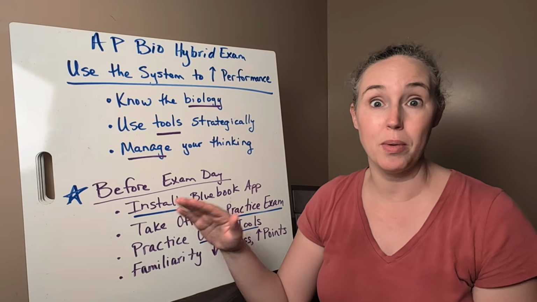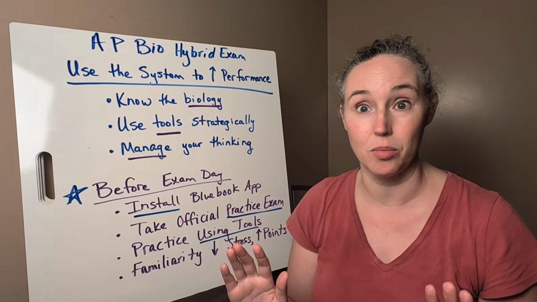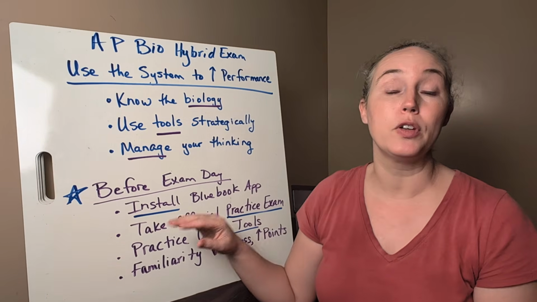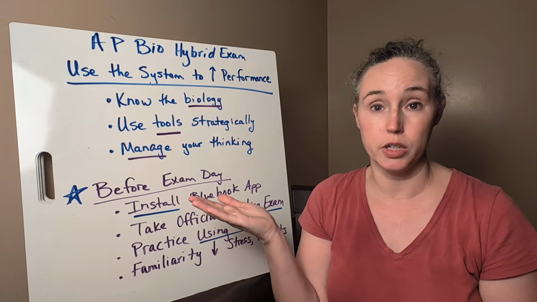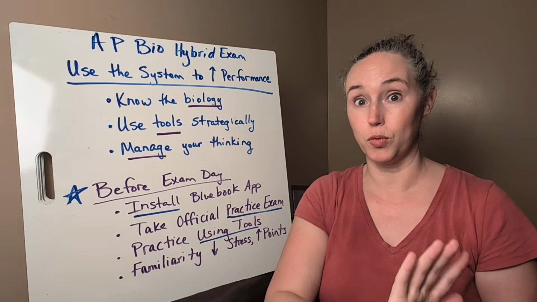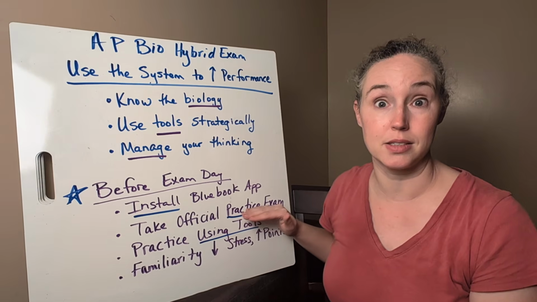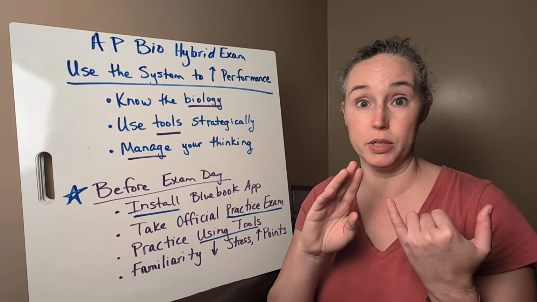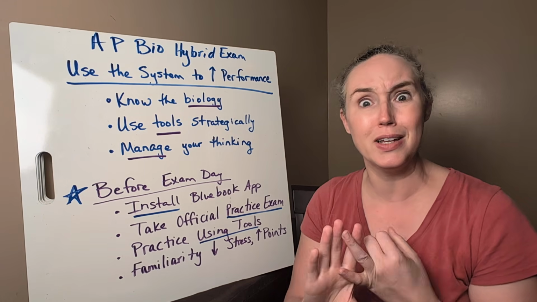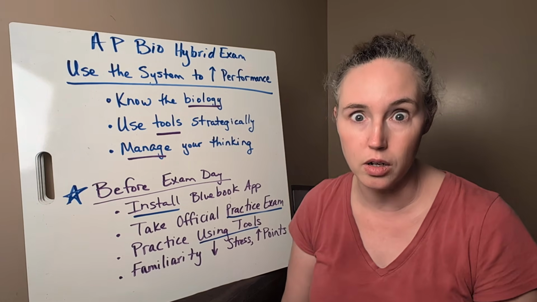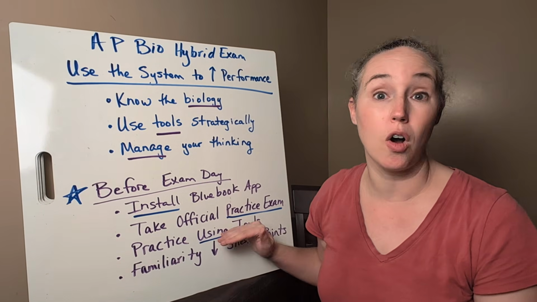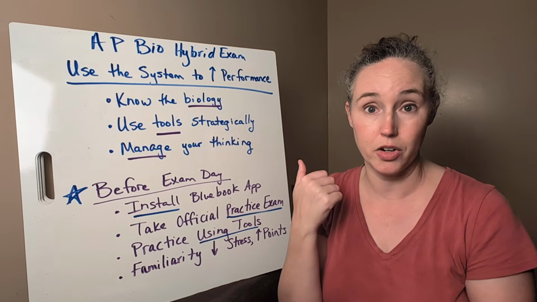Every AP exam has an official practice exam, and that's full length, 90-minute multiple choice. So if you don't already have a mock exam scheduled at your school, set aside time several weeks before the actual exam to take that practice exam. That will help you build your screen stamina and know what it feels like in your body to sit still and stare at a screen for 90 minutes. You want to practice using all the tools that I'm about to go through right here.